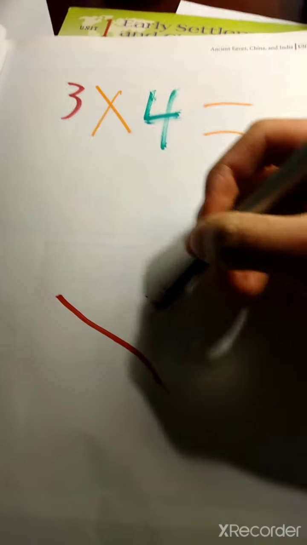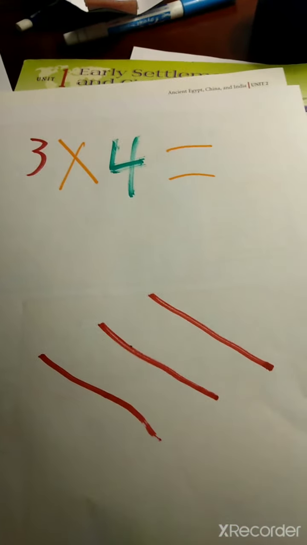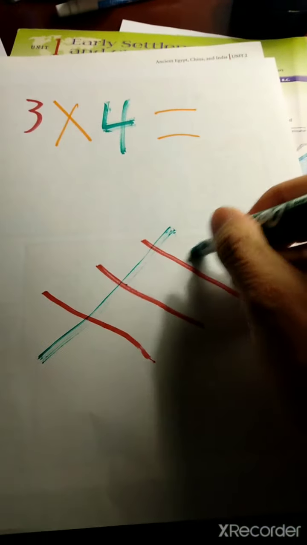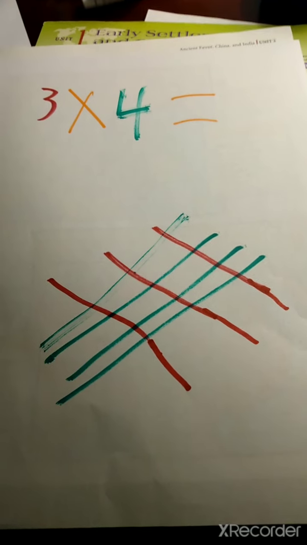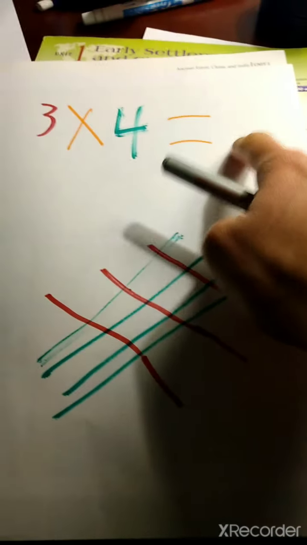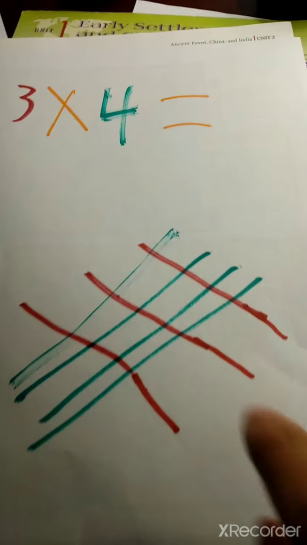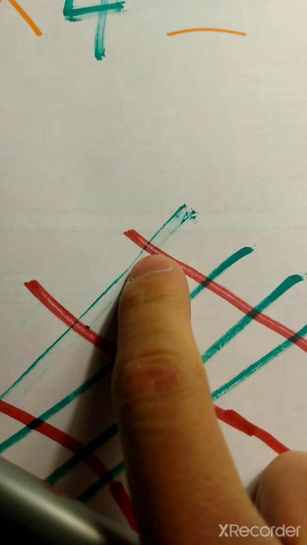So we're going to multiply 3, because these 3 sticks or 3 lines are representing 3, and we're going to multiply that by 4, 4 lines. The reason why we intersected the lines is because to get the answer for this problem, we have to count how many intersections there are.